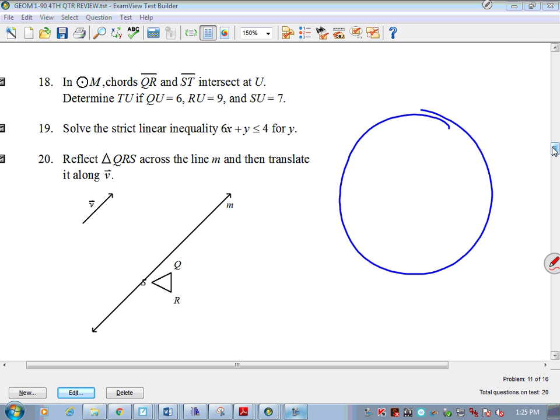Okay. Circle M. Chords QR, ST intersect at U. Determine TU if QU is 6, RU is 9, SU is 7. So chords, let's start with that. Shouldn't matter. This is going to be considered a chord. They don't give me any specifics like QR is also a diameter.